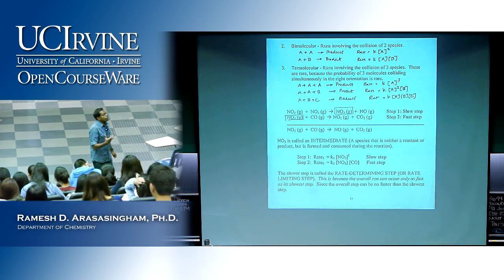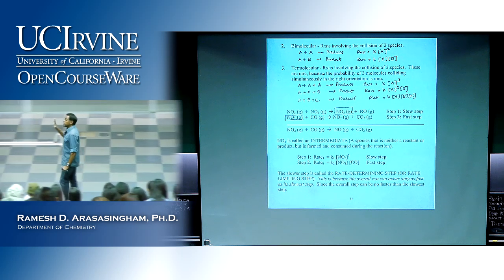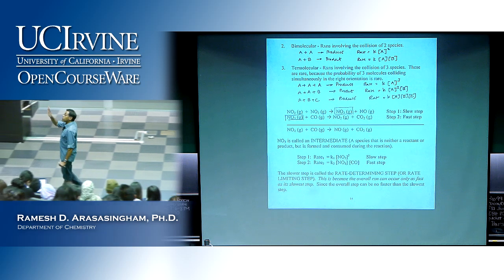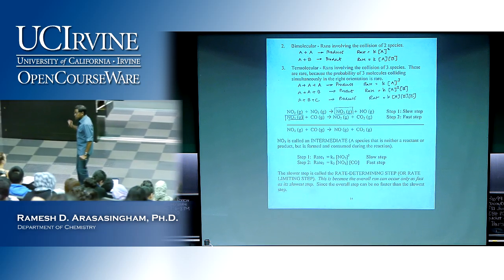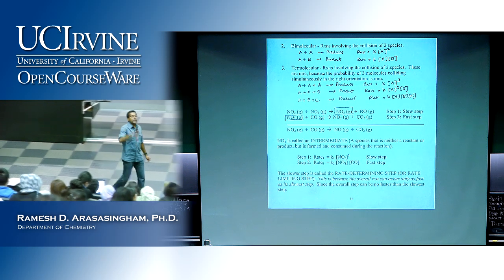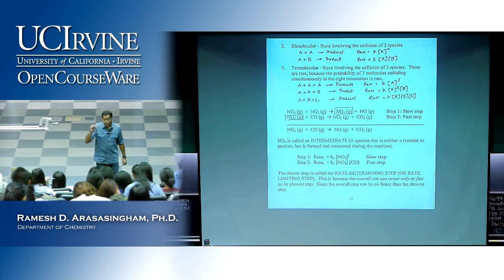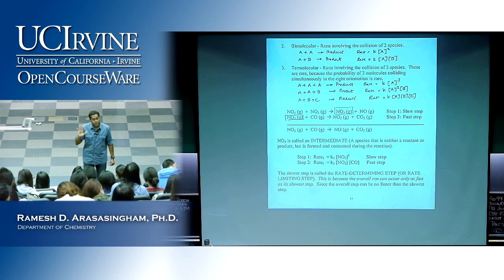All right? So when we measure rate laws experimentally, we're looking at the overall reaction. We don't see the individual steps. All right? So what we see is the overall reaction. And the overall rate that we measure experimentally always corresponds to the slowest step in the mechanism, because that's the bottleneck.